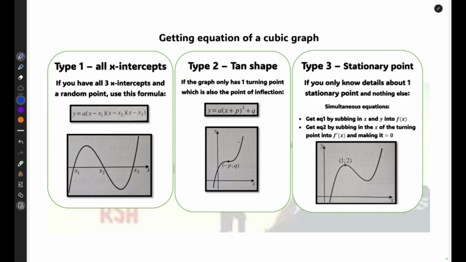Type 2 is when you can see it's this tan-shaped graph where there are not two turning points, but only one turning point or point of inflection. They'll give you that value and then another random point. Then you can use that equation. Now, both of those are not on your formula sheet, so you must please study them before you go into the exam.